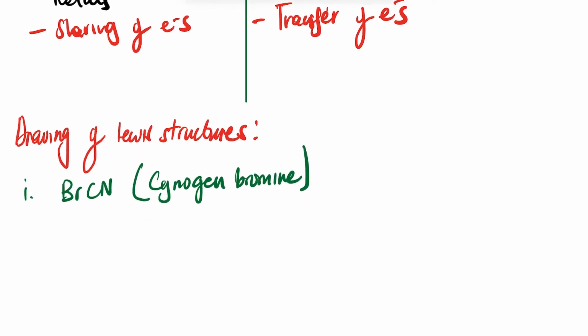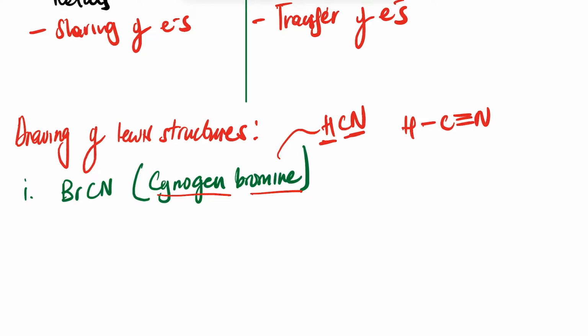Okay, guys, let's go to Lewis structures. Go to my other video to see the Lewis structure, but I'm going to show you the Lewis structure of one molecule. This is cyanogen bromide. It's similar to hydrogen cyanide, but instead of hydrogen, there's a bromine. The structure of hydrogen cyanide has the triple bond there, so it's the same as that.